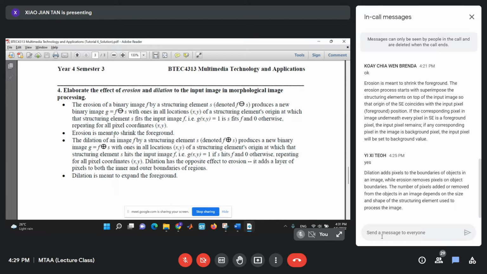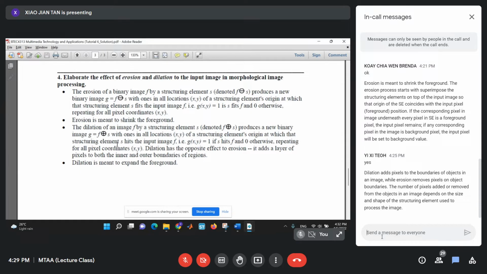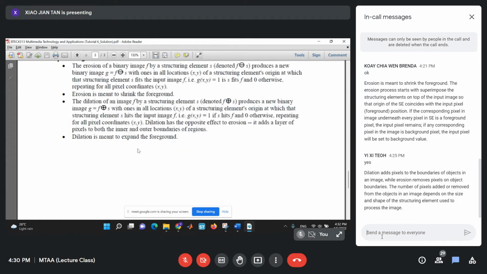So the dilation of an image F by a structure element S, denoted F plus S, produces a new binary image g, with one in all locations x, y of the structure element origin at which the structure element S hits the input image. So whenever you hit, you set one, otherwise it will be zero. Repeat for all the x and y coordinates. So dilation has the opposite effect to erosion. It adds a layer of pixels to both the inner and outer boundary of a region. So dilation is meant to expand the foreground.